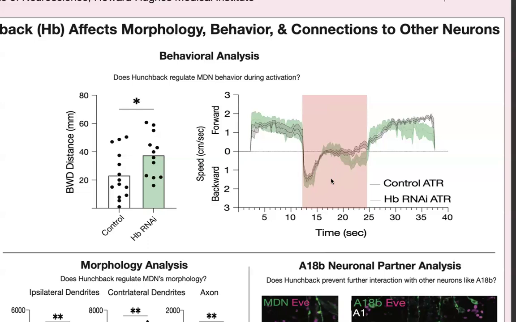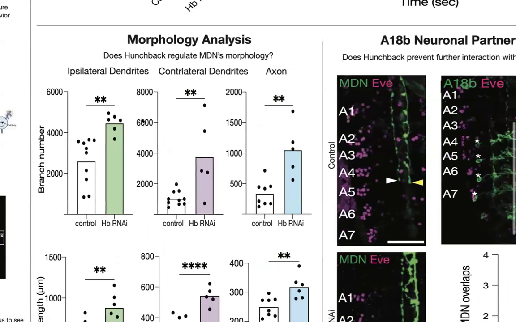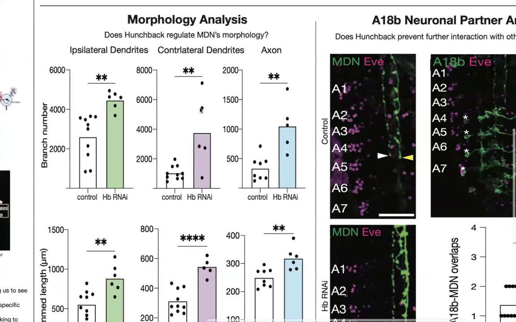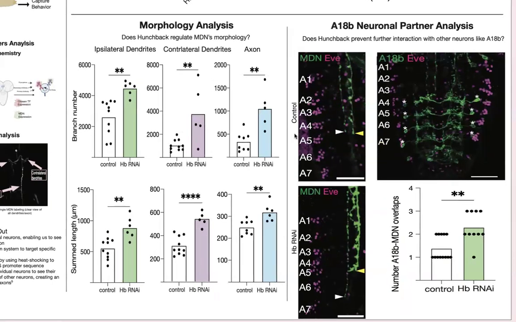What could that be? My first guess was that some sort of anatomical or morphological changes are happening that is affecting MDN's regular behavior. So that is the next kind of data that I looked into. I wanted to know, does Hunchback regulate MDN's morphology? So we did the same thing using RNAi knockdown with Hunchback, and we used the three anatomical landmarks that I discussed earlier.